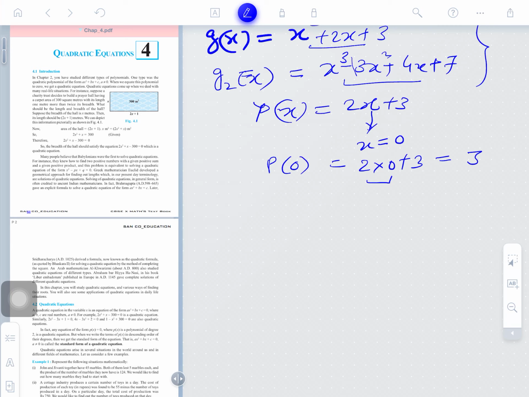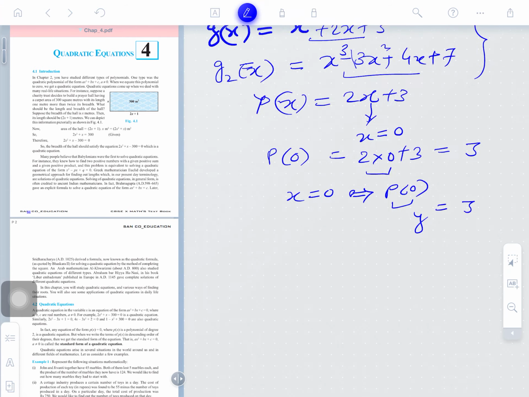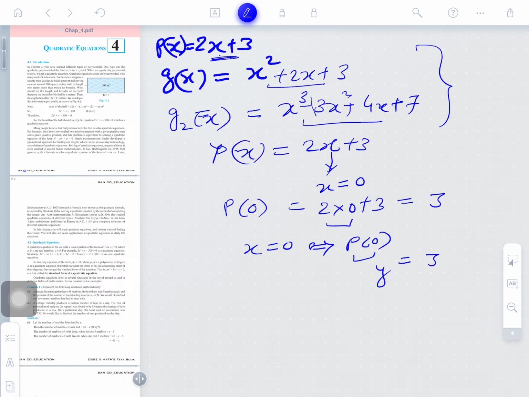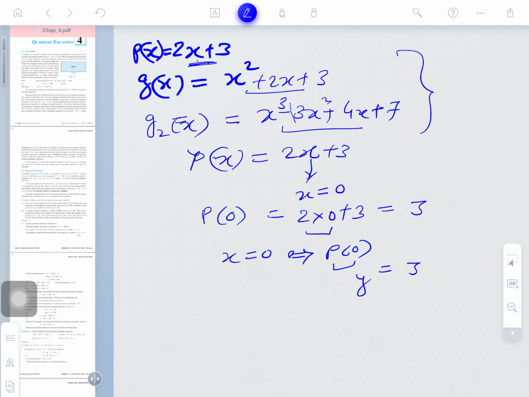So we understand here, if x is 0, then another value is also coming, and that value is said to be p(0). This can also be a value, the name of this value is y. This we have studied in the previous chapter, linear equation in two variables. So now we have studied this type of polynomials in the previous chapter number 3.